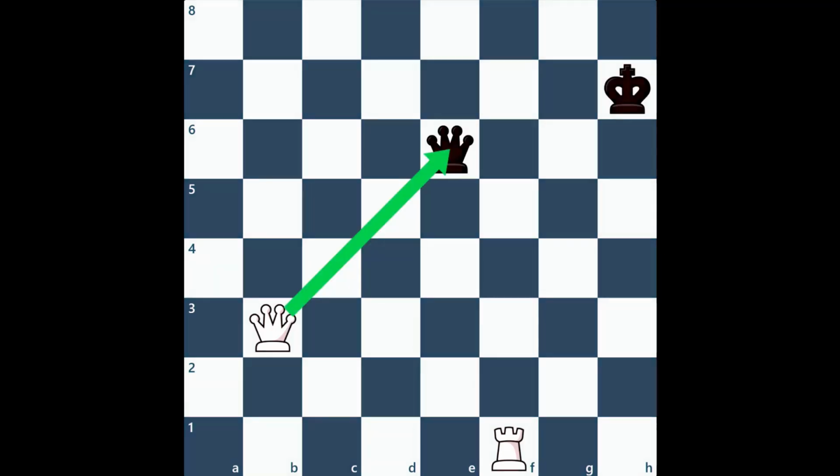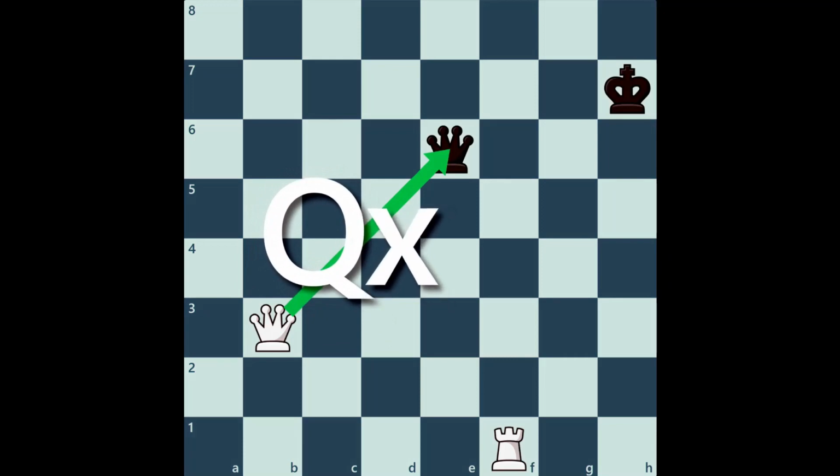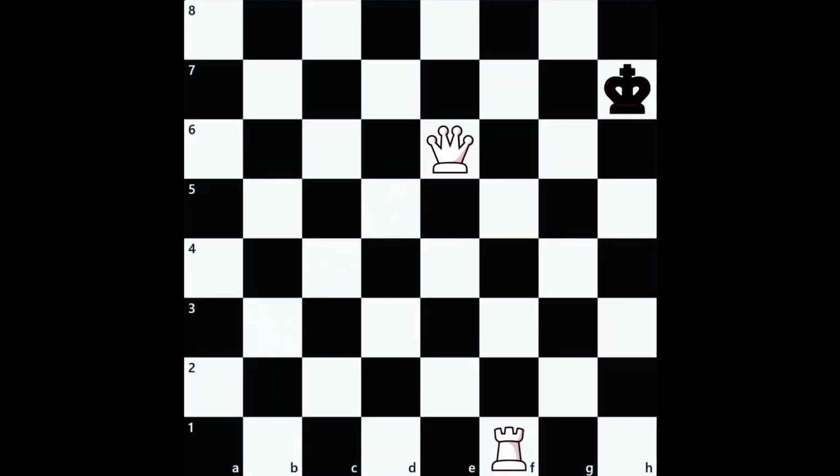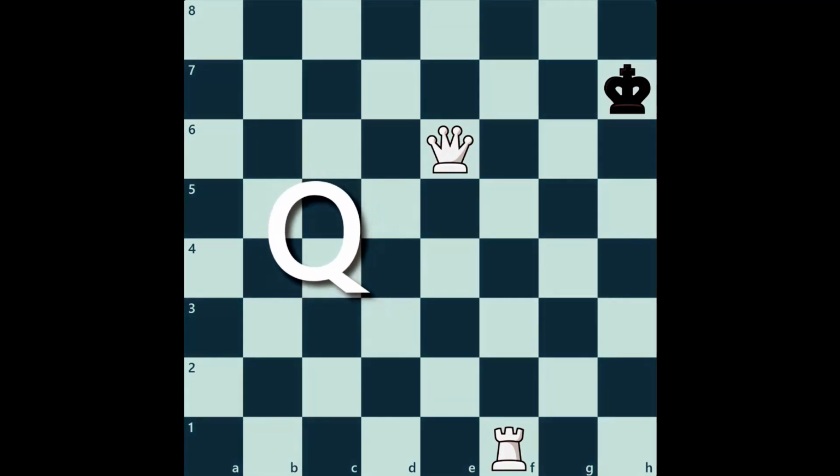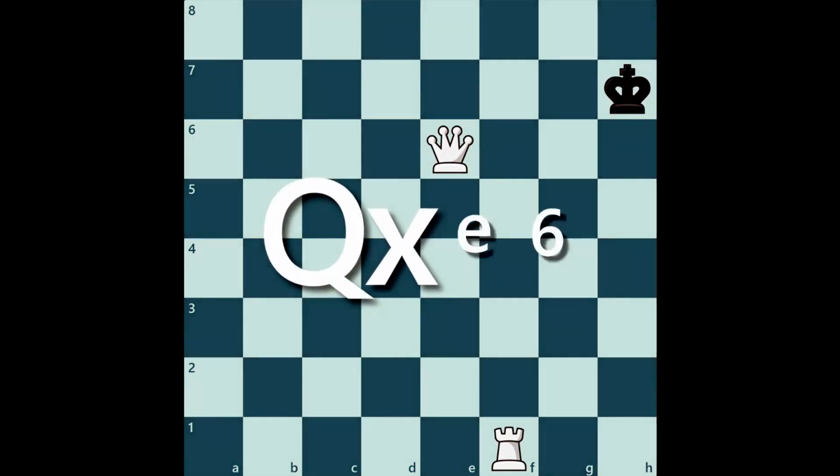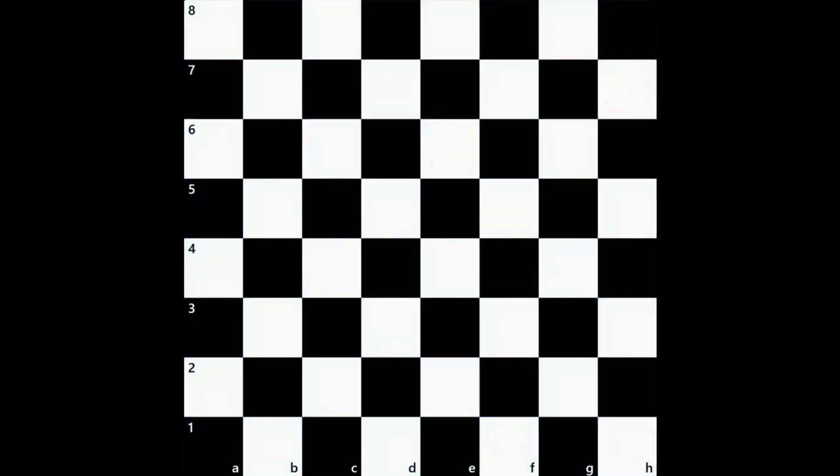Let's say in this position that you plan on taking the black queen with your queen on b3. A good idea. You would write the piece that will capture it, in this case, the queen. So we use a capital Q. You then write an x, which means captures. And then you write the square where the piece gets captured. So after queen takes e6, we would write Q x e6.